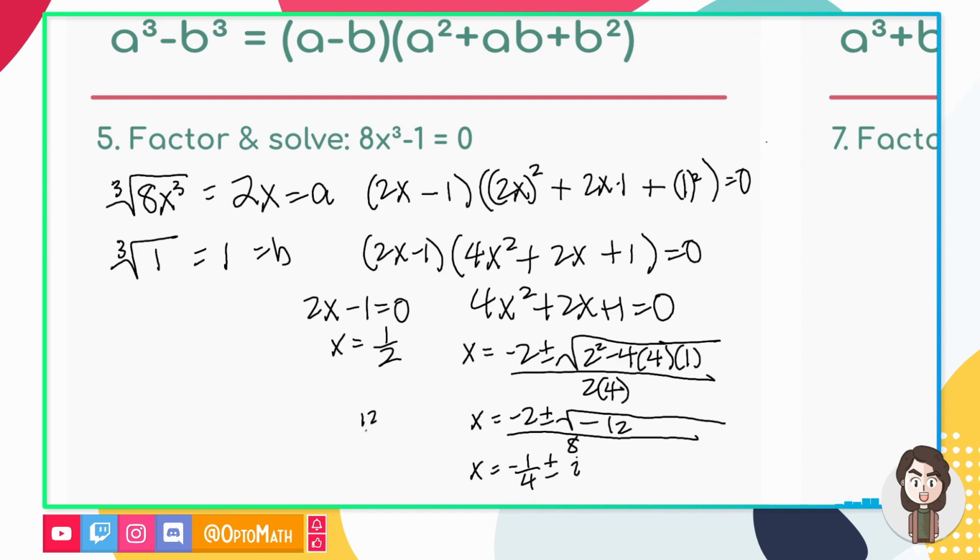12, if we do a little factor tree, could be 2 and 6, which is 2 and 3. So we've got a pair here. A 2 comes out, square root of 3 over 8. So finally, negative 1/4 plus or minus the 2 over the 8's another 1/4, square root of 3.